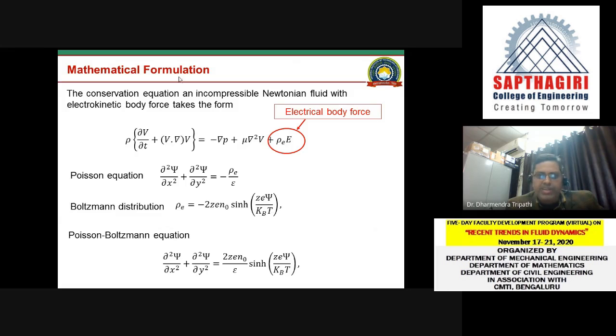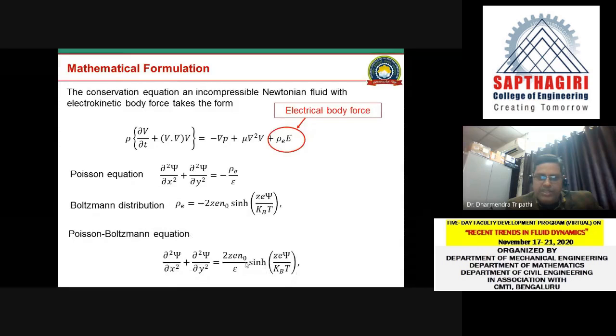We also consider the role of the electric field. This is the momentum equation, as you know. The external term we have used is an electric body force. As I told you, if we have to analyze the electric field, then we have to use some external force like the electric field. Then for electrokinetic phenomena, we have to use the Poisson equation and the Boltzmann equation, because ion distributions are there. Then we can consider both equations together in one equation, that is the Poisson-Boltzmann equation.